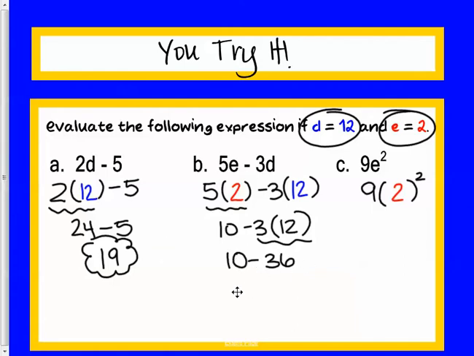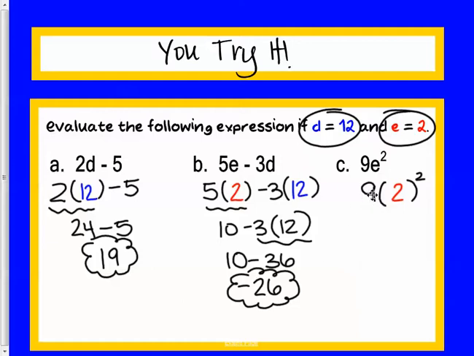Now this is going to give us something that we haven't really talked about a whole lot, because when you subtract a bigger number, it's going to end up being negative. So in your calculator, put 10 minus 36, and you will see that you get a negative 26. Now don't worry, you will not have one like this on the test. Okay, but it really is a negative number.